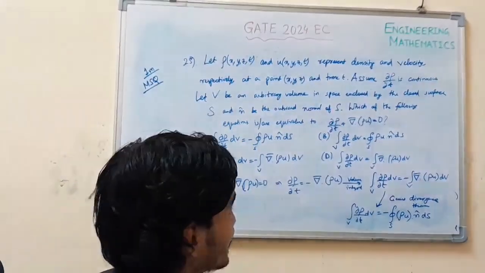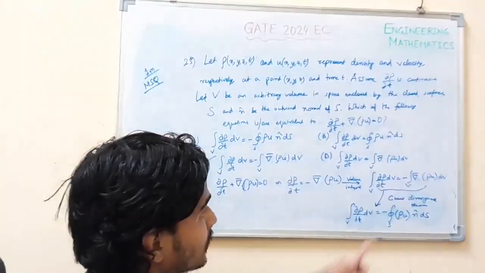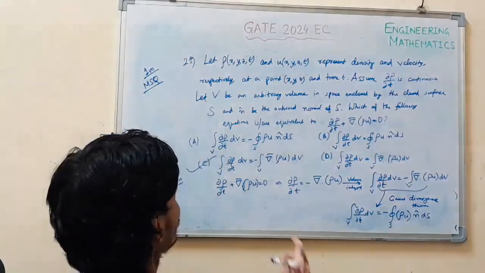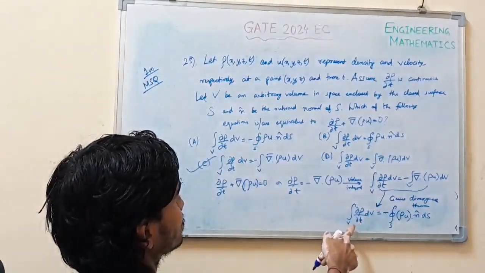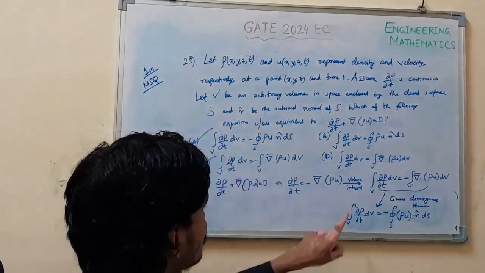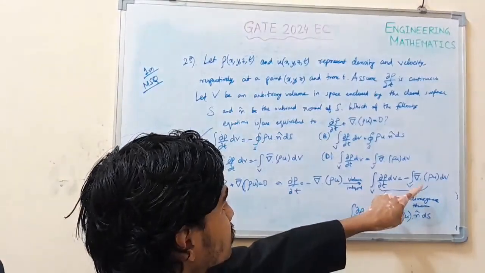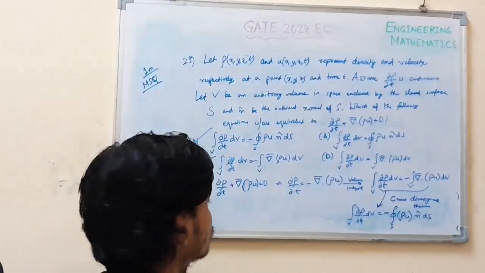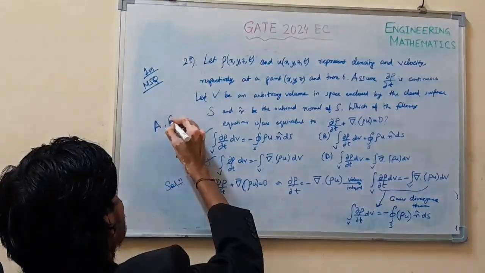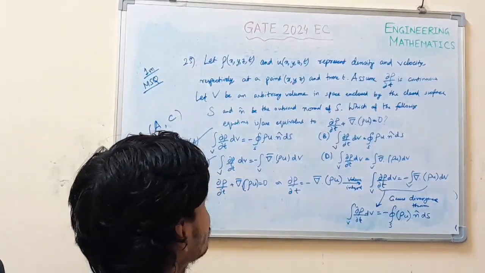So we need to match the options. We match these two, then we get option C. And after applying the Gauss divergence theorem, if we equate the volume integral to the surface integral, we get the volume integral of del rho by del t dV equal to minus the surface integral of rho u dot n ds. If we simply equate the volume integrals after rearranging, we get option C. So the right answers are options A and C. As this is an MSQ type question, there are multiple correct answers, options A and C.